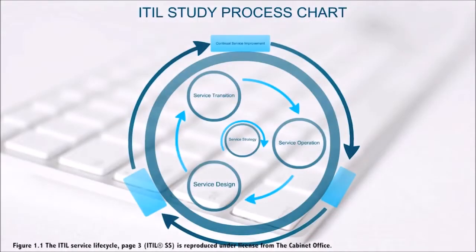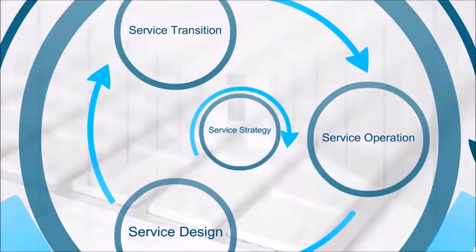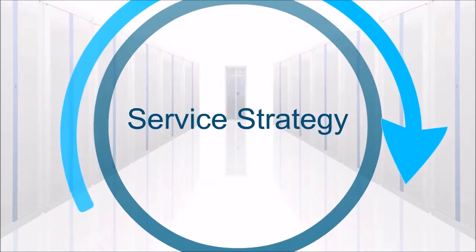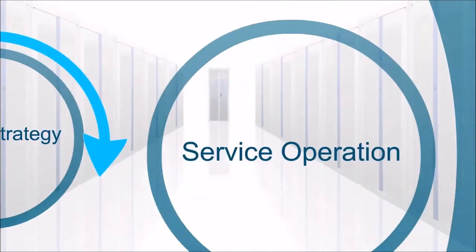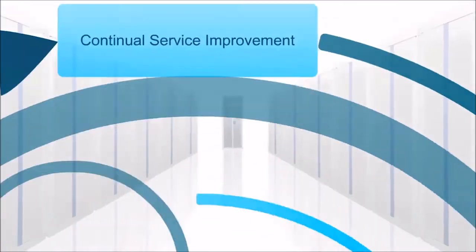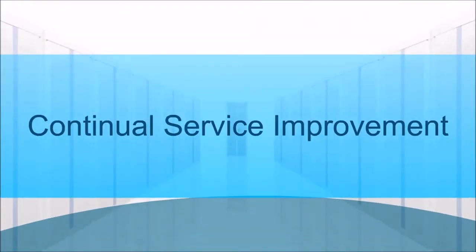Let's review this diagram together. As you recall, the diagram shows the ITIL service lifecycle. In the inner circle is service strategy. Then we see service design, service transition, and service operations. Encompassing them all, we have continual service improvement, or CSI. For CSI to be successful, it's important to provide improvement opportunities throughout the entire life cycle. So what does CSI do?